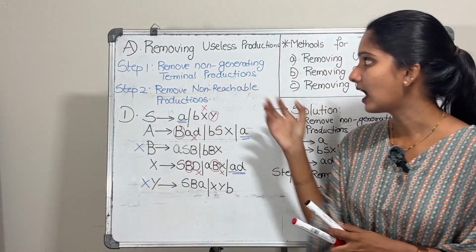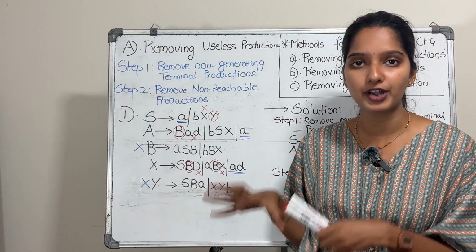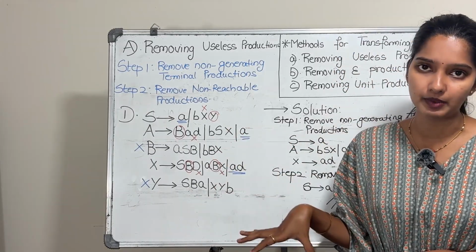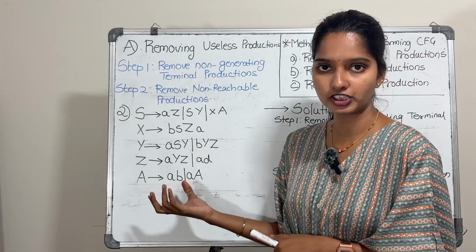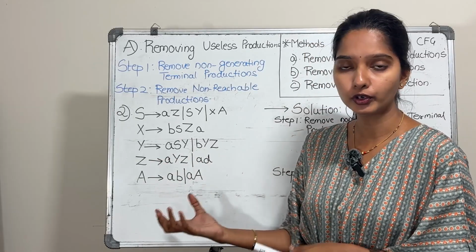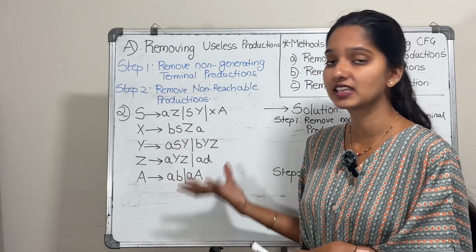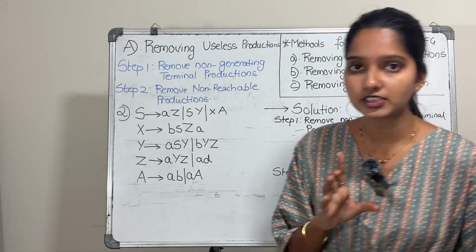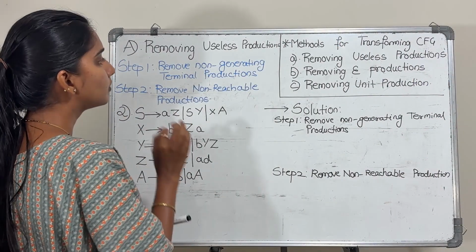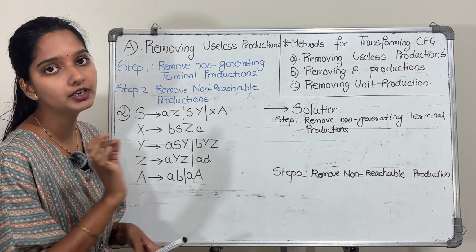So this is how we need to remove useless productions from a given context-free grammar. This is the next grammar which I have taken. Again, you're going to remove useless productions from this given context-free grammar. What is the first step which I told you all? Step 1 is to remove non-generating terminal productions.